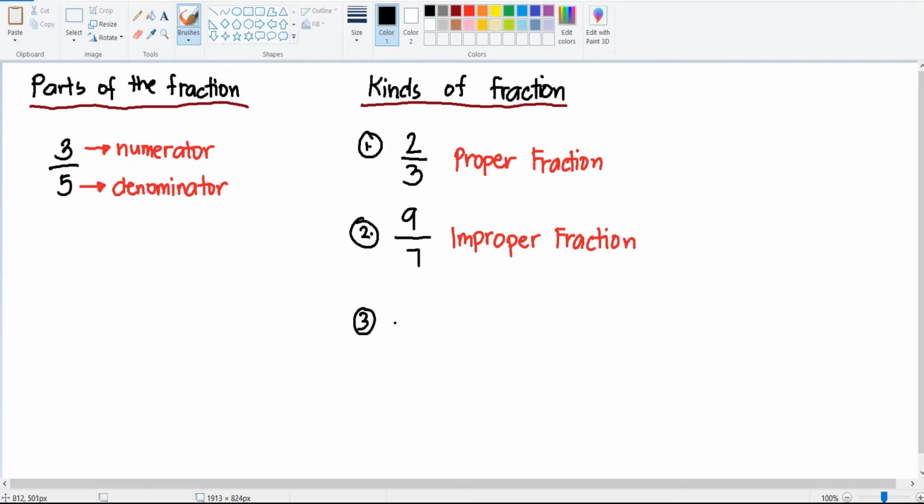Now, the third kind of fraction is what we call the mixed fraction. As you can see, there is a whole number, and the fraction should be in proper fraction. So it is a combination of a whole number and a proper fraction. So the 3 there is what we call the whole number.